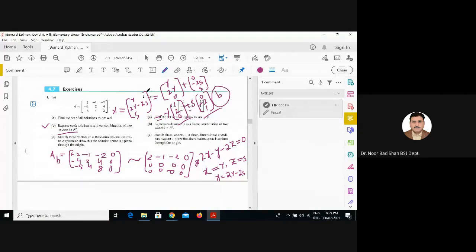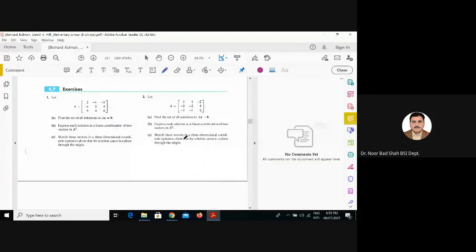This was part A up to here, finding the solution of this system. And then it says sketch these vectors in a three-dimensional coordinate system to show that the solution space is a plane. So you have to draw these vectors in space, which is not possible for you. Plot them. Same in question number 2 as well. Again, you see row number 2 and row number 3 are multiples of row number 1. So again, you'll be having 2 parameters, 2 free variables.